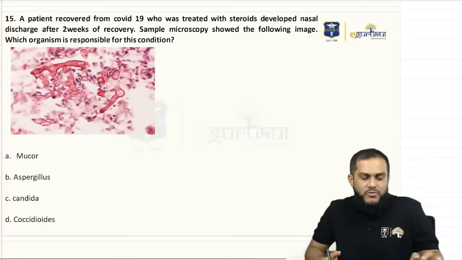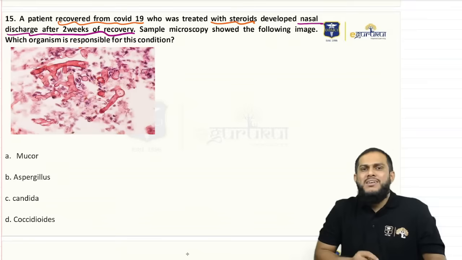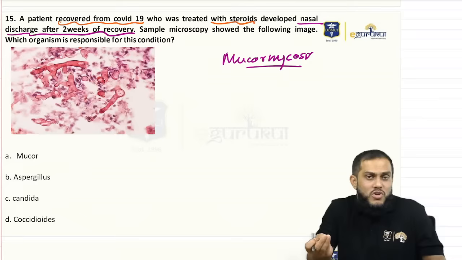Question number 15. A patient recovered from COVID-19 who was treated with steroids developed nasal discharge 2 weeks after recovery. The history is clear cut of mucormycosis. No need to see the image. This was the clear cut history of mucormycosis, which was the most common complication in recovered COVID patients.